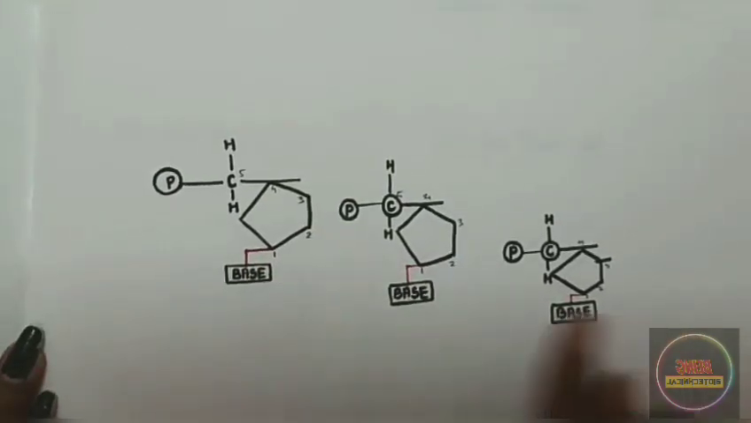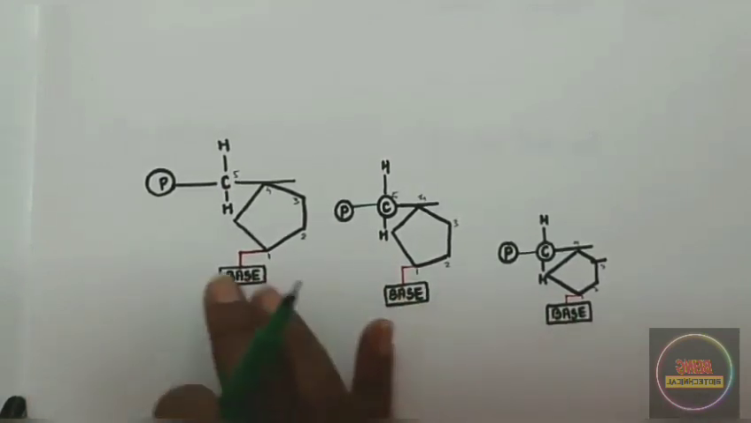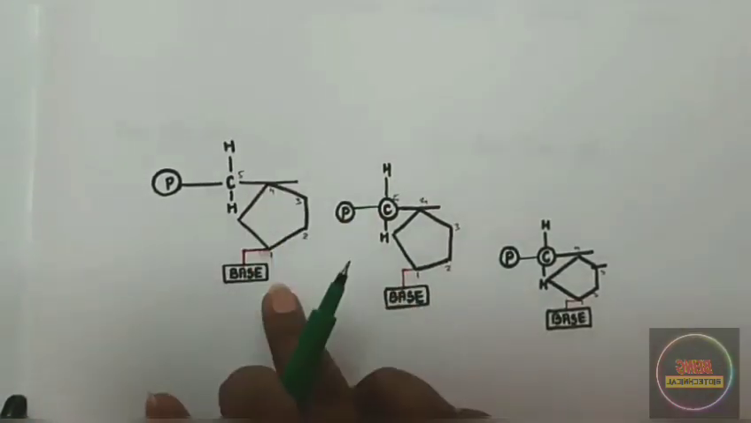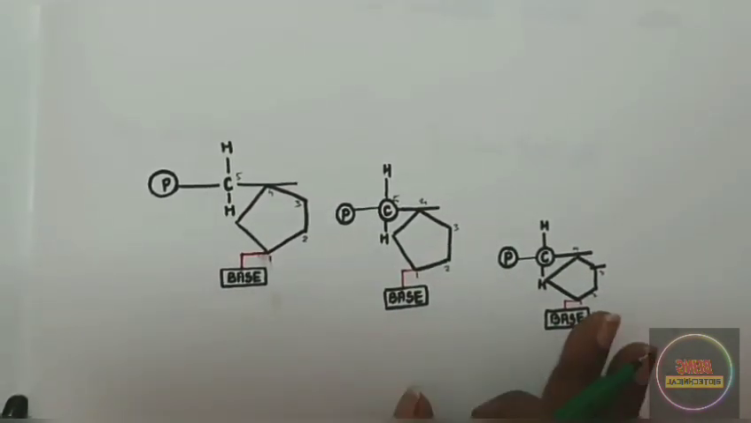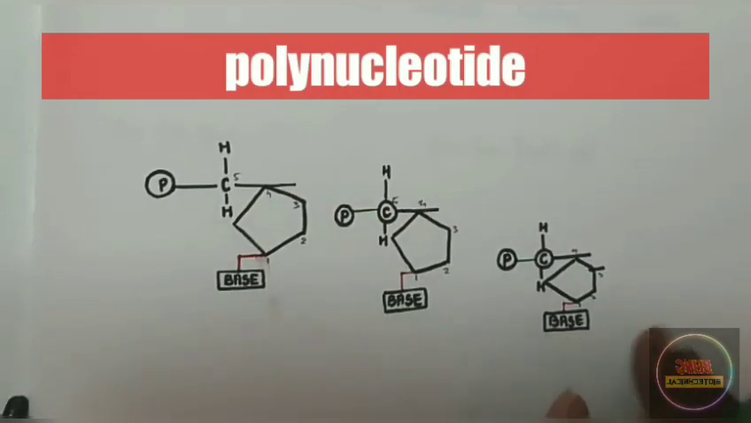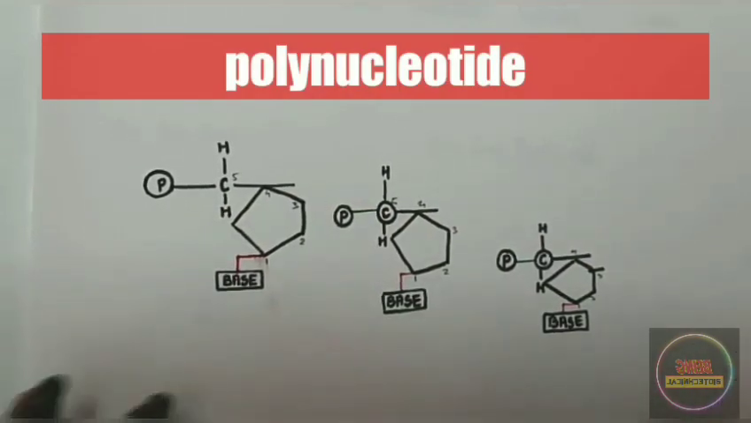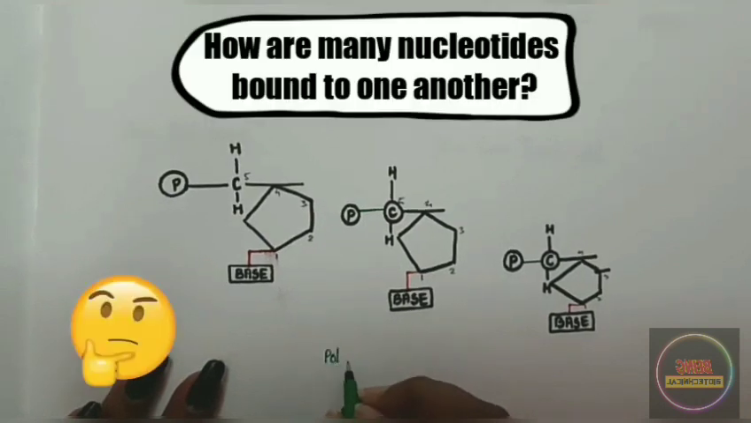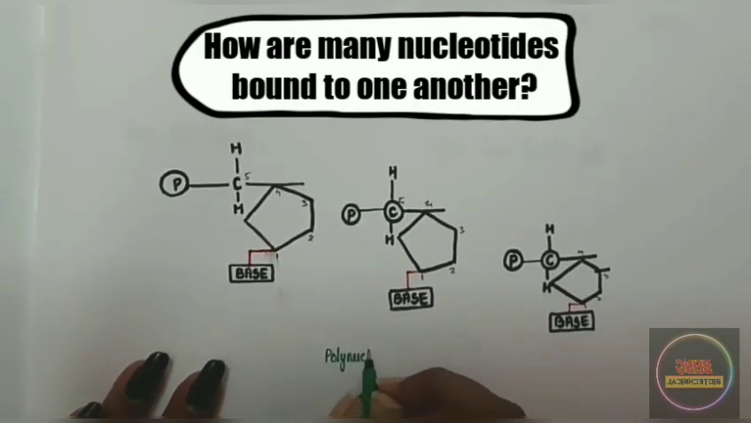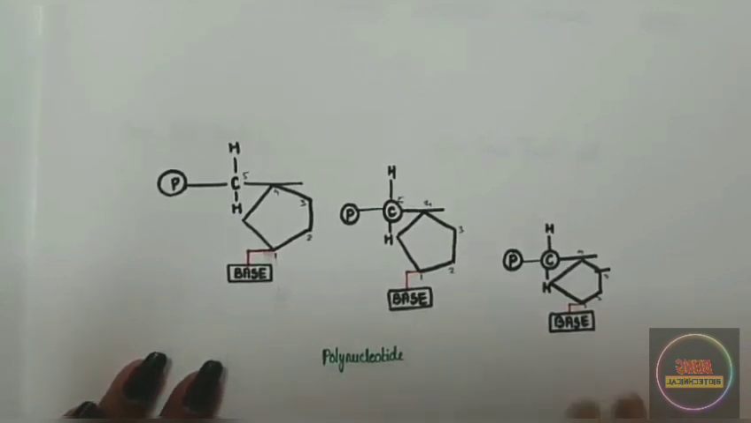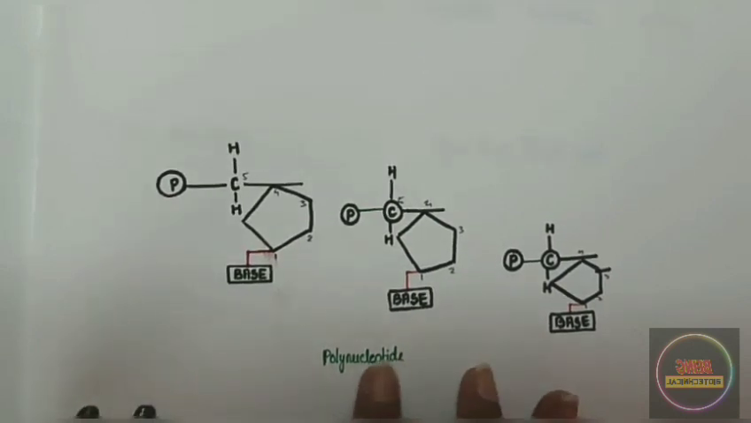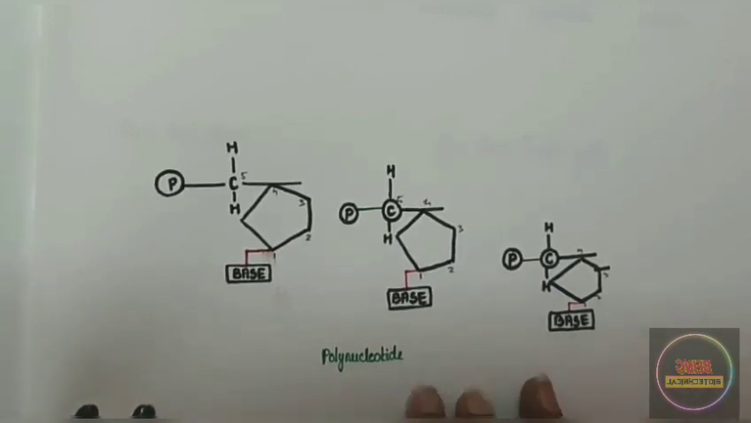Similarly, as we saw that this is the structure of one nucleotide, when many nucleotides attach to one another, that will be known as a polynucleotide. Poly means many. Now, how are many nucleotides joined to one another? Many nucleotides are joined to one another by phosphodiester bonds. Now the question is how?